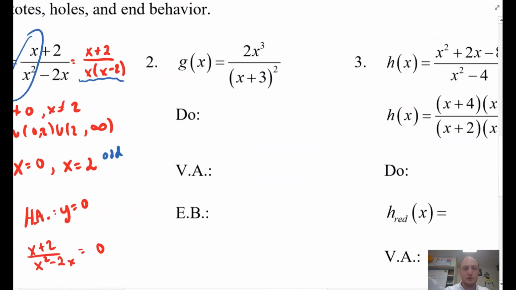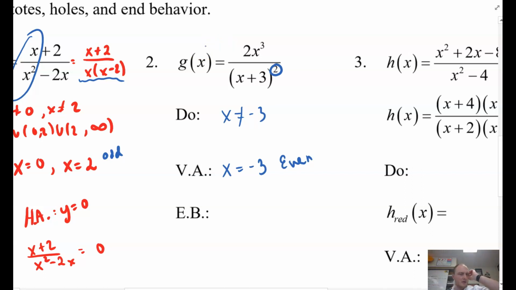In example 2, let me switch colors. The domain cannot be -3, and this is because we have an asymptote here at x equals -3. Notice that it is a power of 2, so that's an even asymptote, so both endpoints are going to go up at that asymptote. If our leading coefficient was negative, then that would make our function go down at the asymptote. But they're going to be going up.